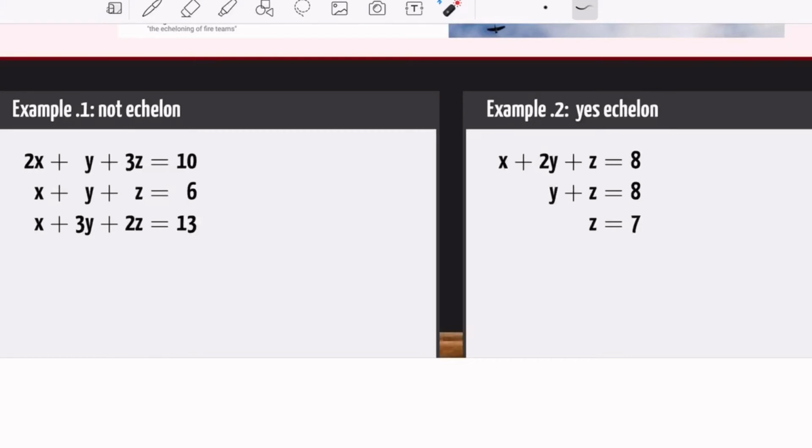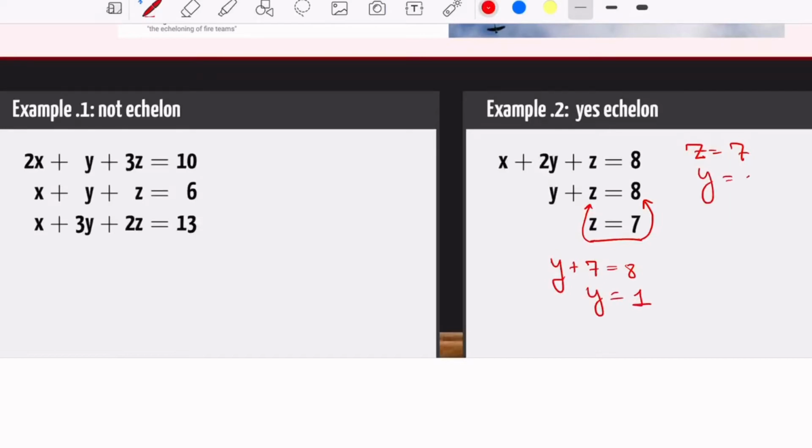Here we go. Let me tell you why echelon form is so good. It's so good because the bottom equation has no x's and no y's, all it has is z's. That means it has only one variable, and it's super easy to solve. So already I can tell you that the z value is equal to 7 because it's right there. And then you can take this one and substitute it up here. Then you get that y plus 7 is equal to 8. And immediately that tells you that y is equal to 1. So y is equal to 1.